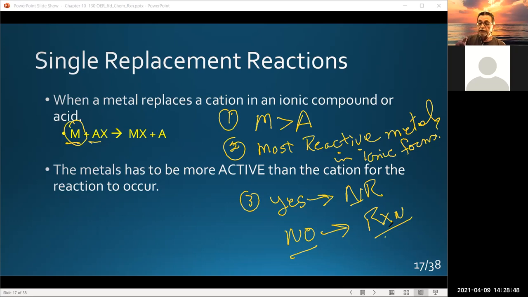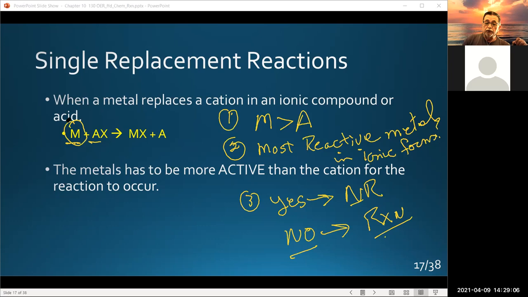And then that means that it's not in the most stable form and needs to be in ionic form to be more stable because it is the most reactive metal. In this example on top, M is not in ionic form, so we have a reaction that proceeds. Okay?